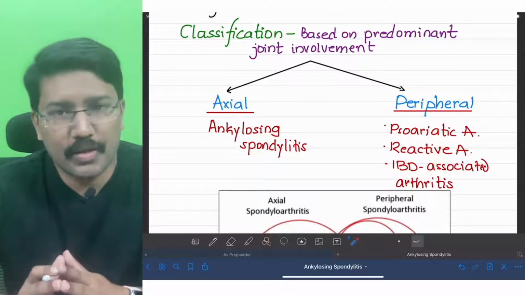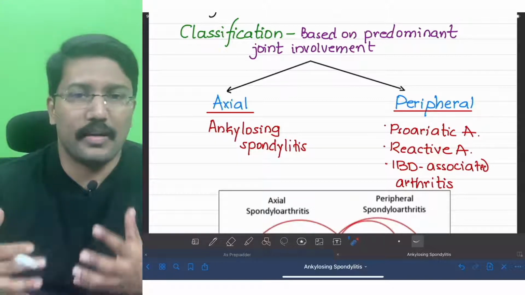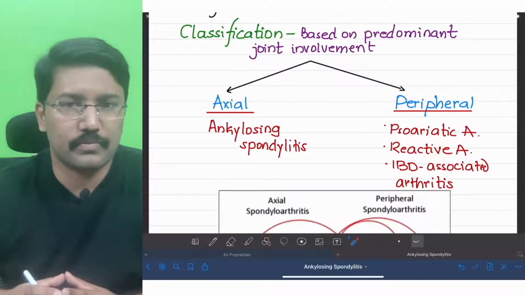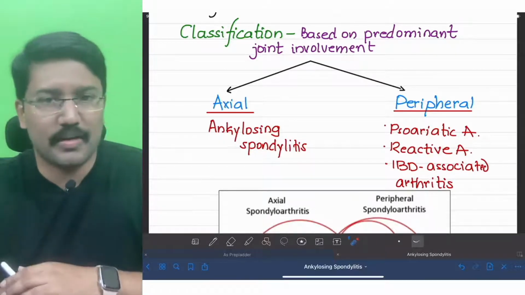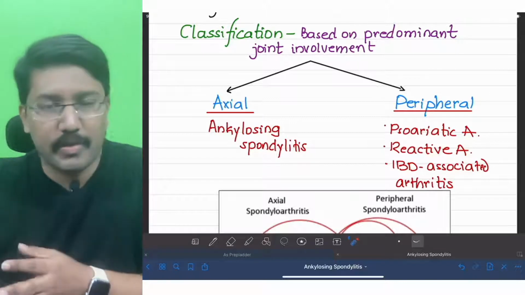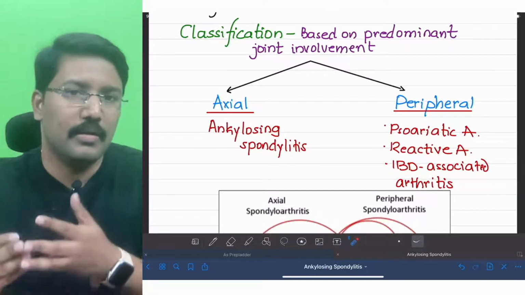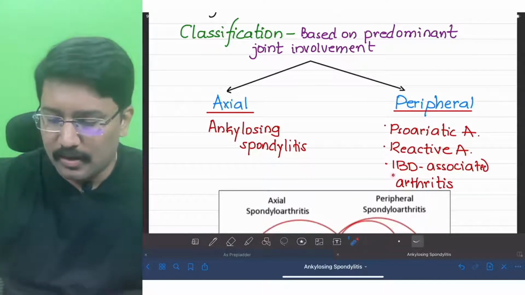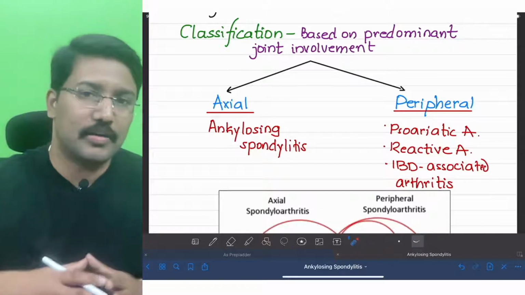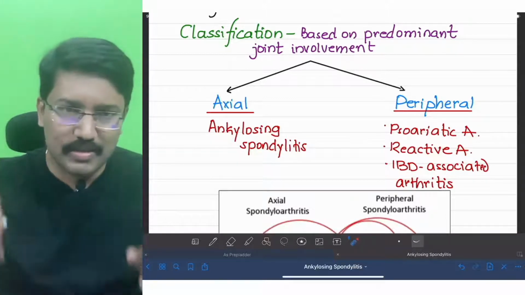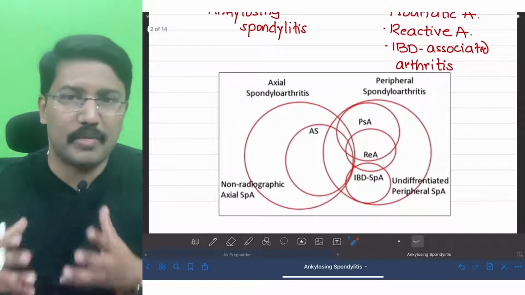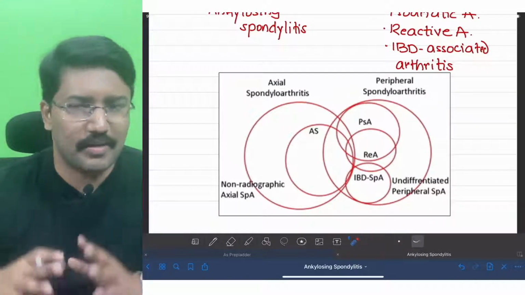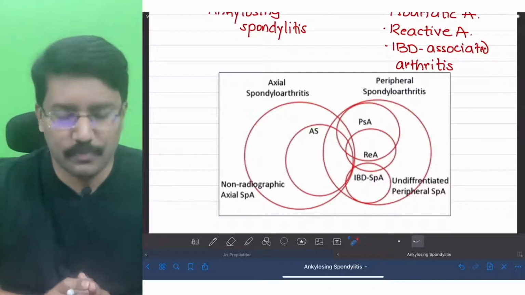Then we should also keep in mind that there is a significant overlap between these disorders. Patients who are diagnosed with axial ankylosing spondylitis may later manifest with IBD. Patients who started with IBD may later satisfy the diagnostic criteria for ankylosing spondylitis. So there is a significant overlap, and the extent of overlap can be summarized by this image.